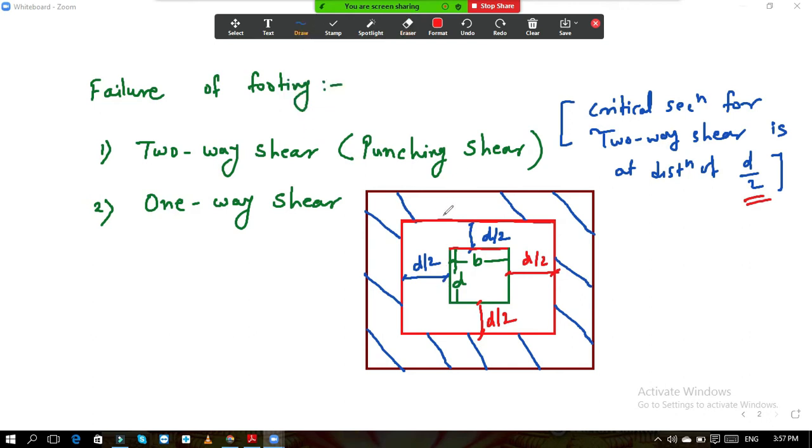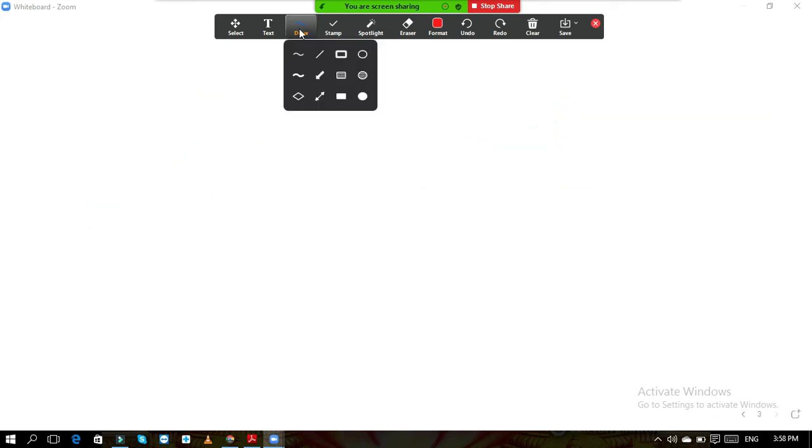This short introduction is sufficient for punching shear. While actually solving the problem, I will tell you how to consider the punching shear and how to design for this two-way shear or punching shear. Okay, now the second is one-way shear. Now what is one-way shear? Again we will come with the same diagram for one-way shear also.